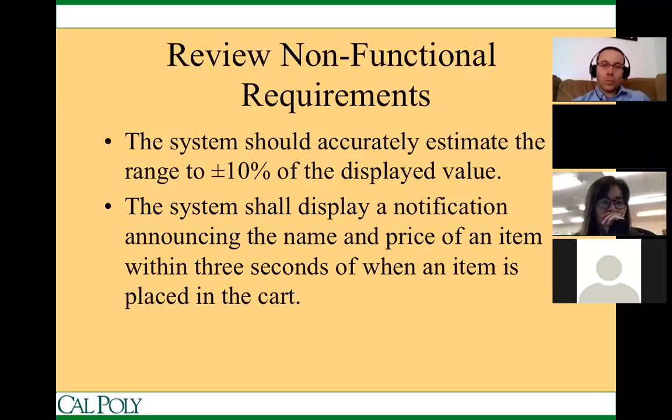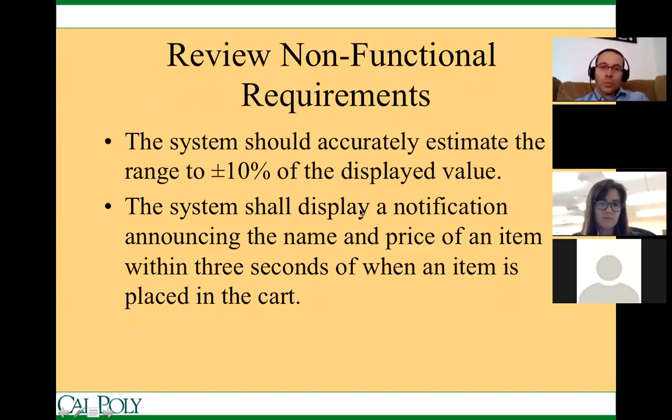Is it clear? Should estimate the range plus or minus of the displayed value. I feel like we need some more context to know what the range is, and how that's computed.